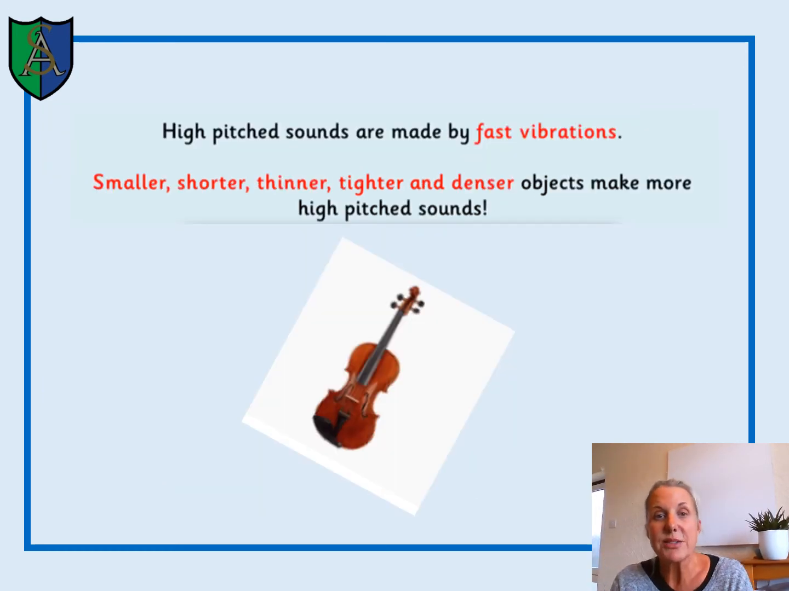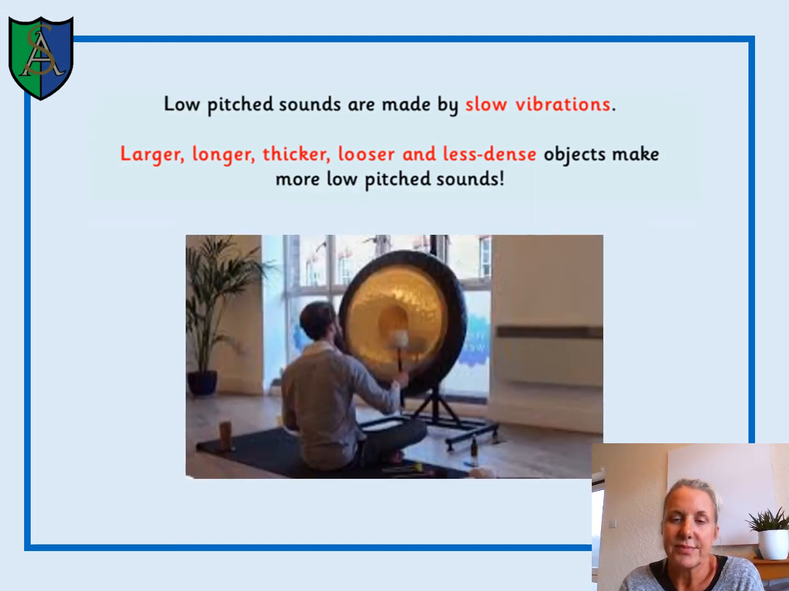So higher pitch sounds are made by fast vibrations, and they're usually made by smaller, shorter, thinner, tighter and denser objects. They make high pitch sounds. Low pitch sounds are made by slow vibrations, so larger, longer, thicker, looser and less dense objects, so less tightly packed together objects, make more low pitch sounds. Like for example this gong here, that makes a very deep low sound.